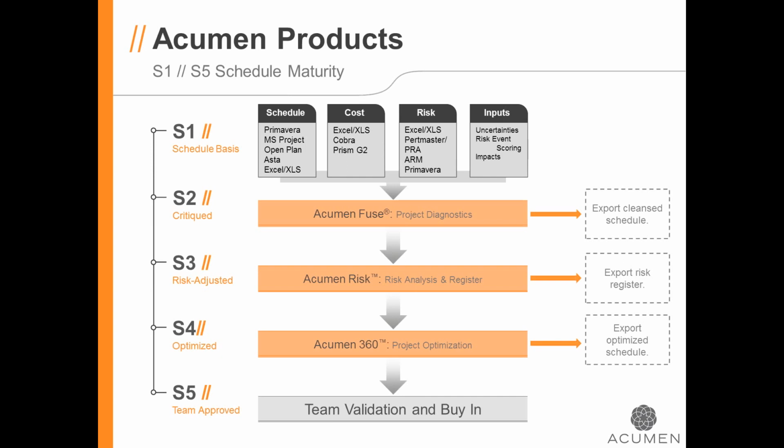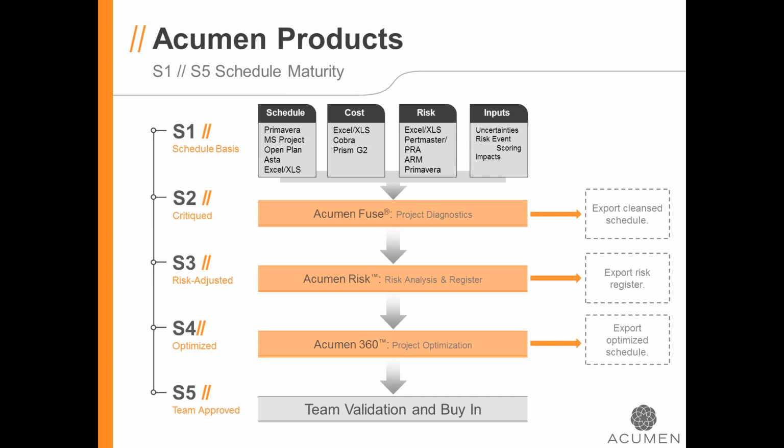Let's talk about Acumen's S1 to S5 schedule maturity framework. The reason why this is important is it governs everything that we do at Acumen when it comes to developing our software and helping to meet your needs. The model starts at S1 with the schedule basis. These are the scheduling and cost tools that you're using today. We don't replace those, we work in addition to those. You'll use the S1 process to begin to develop your baseline plan.